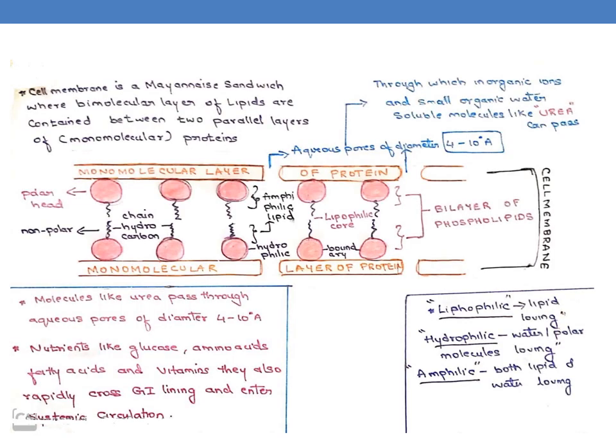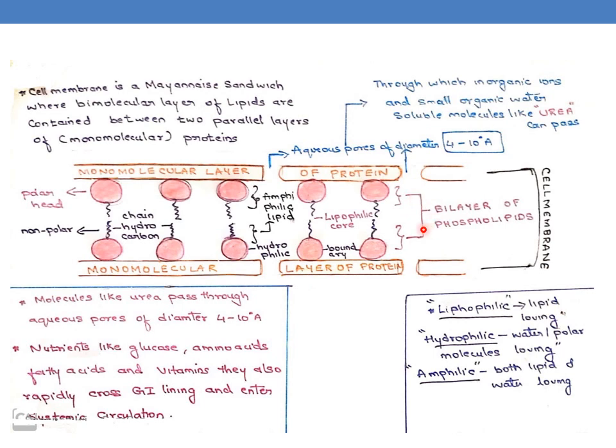This is the overall schematic representation of the cell membrane. As we have discussed, the cell membrane is a mayonnaise sandwich where bimolecular layers of lipids are contained between parallel monomolecular layers of protein. Similarly, the cell membrane has aqueous perforations or pores of 4 to 10 angstroms in diameter through which inorganic ions and small water soluble molecules like urea can pass.